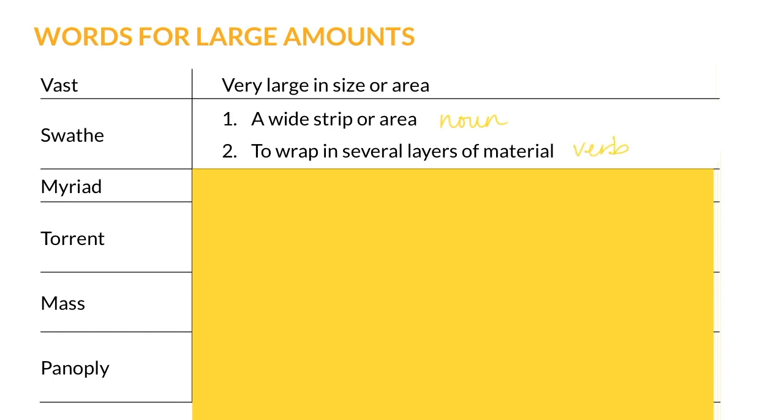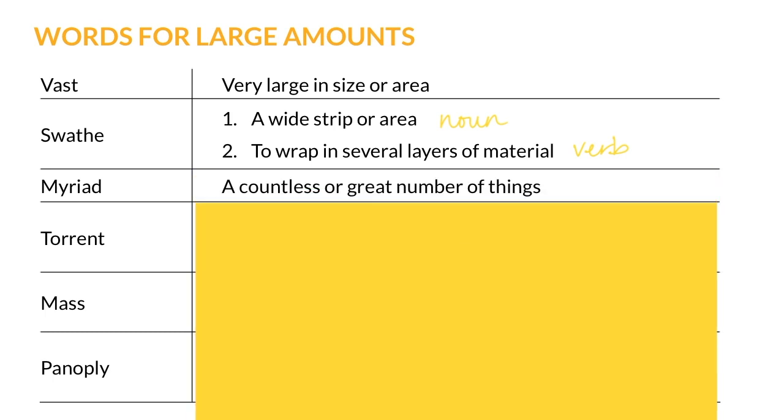On to myriad. I've got a little bit of a clue here so you can see how this is used. Myriad actually comes from the Latin for the number 10,000. So when we talk about myriads of something, it's like we practically have 10,000 of it. So myriad, the meaning is a countless or great number of things. Myriad, a countless or great number of things. You'll see how we can use that in a sentence later.